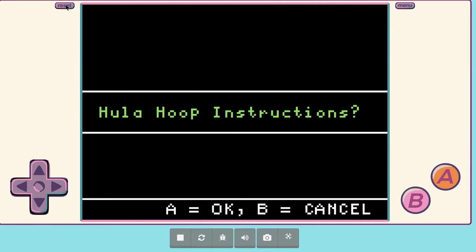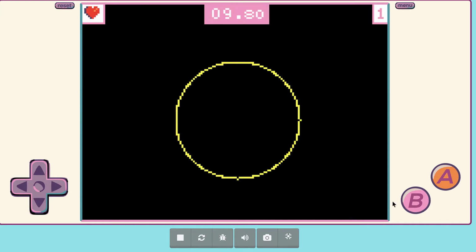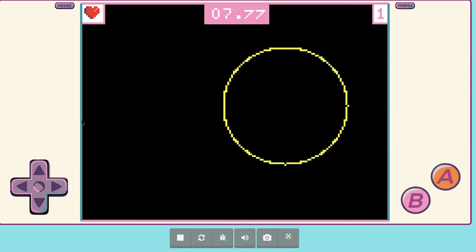Now let's reset. Okay, you can get instructions by clicking A, but I'm just going to tell you the instructions as we go along. You can also read the instructions on a very brief blog post at MakeCode.com. The post is called, guess what? Using Hula Hoop. Okay, so now let's click B to cancel so that we don't have to read instructions. Okay, there's our 1 hoop.